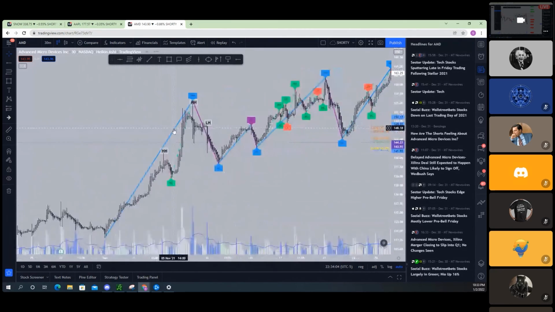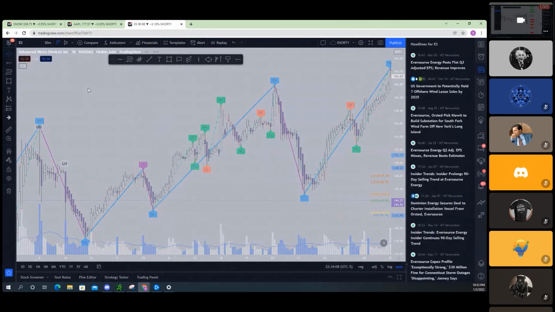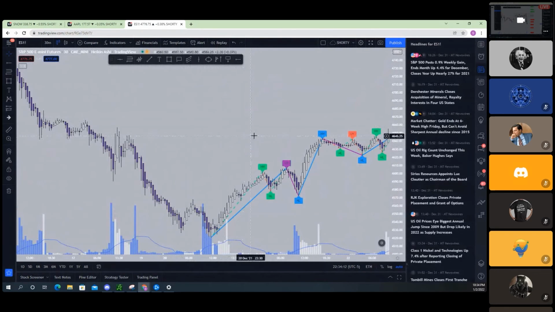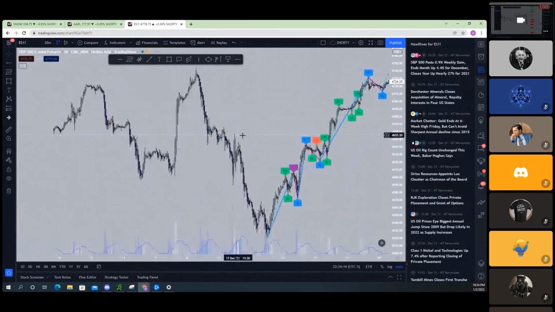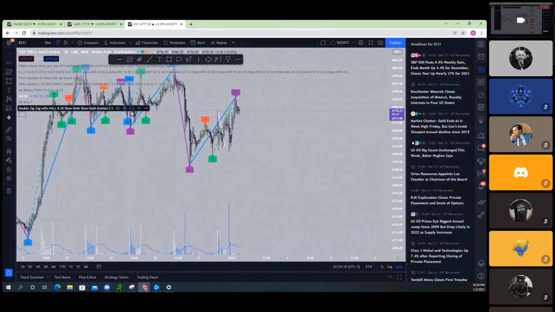For ES, did you say a key level was? What was the key level? I know you have 4745 as well as an important level.